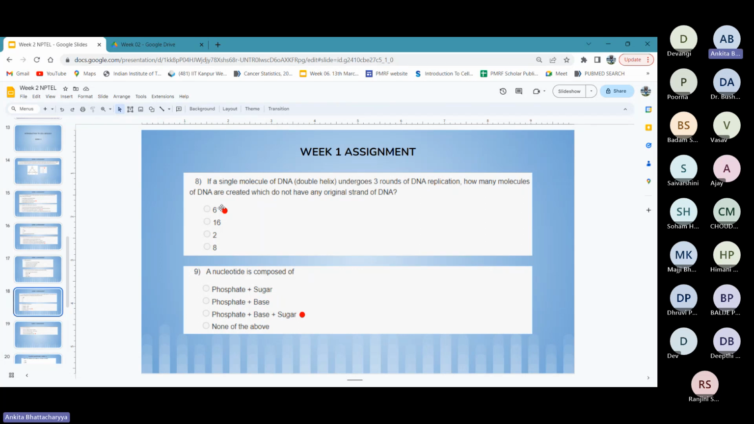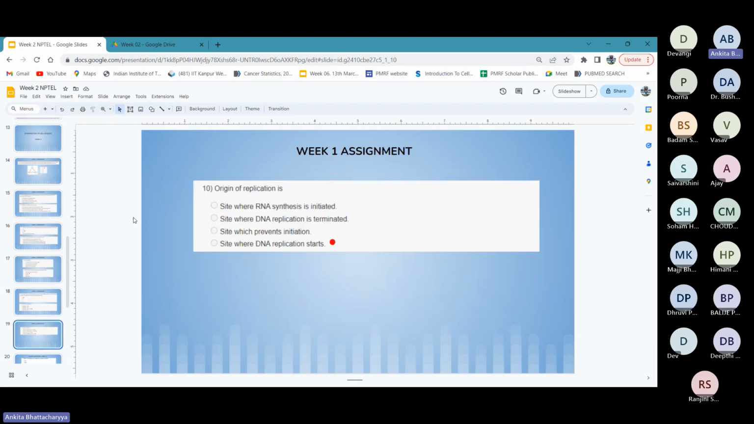Then in question 9, you were asked that a nucleotide is composed of which of the following? I think somebody had asked this also in the last class. So that is a phosphate, the backbone phosphate that we talked about, the nitrogenous base, and a sugar, which in this case, if it is a DNA, would be a deoxyribose sugar. So that was question 9.